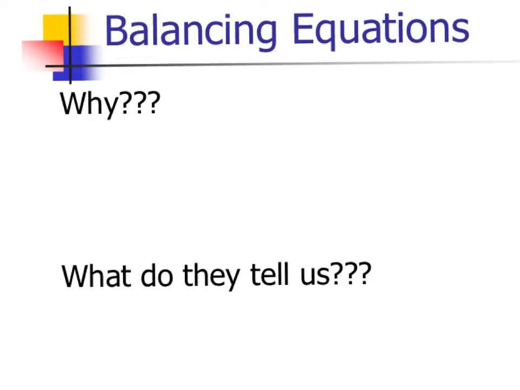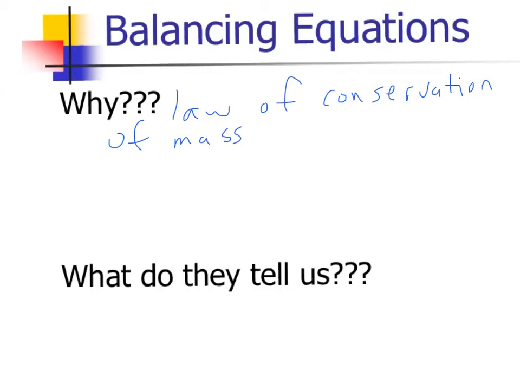Whenever you write an equation to describe a reaction, you have to make sure it's balanced. That's because of the law of conservation of mass. Essentially what it says is that matter can't be created or destroyed in a chemical reaction.